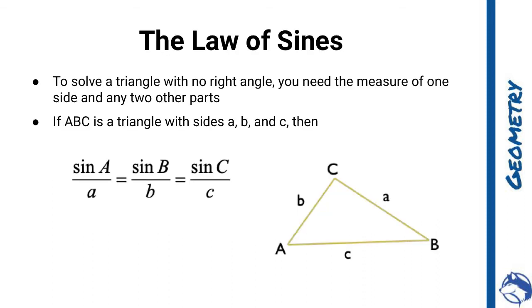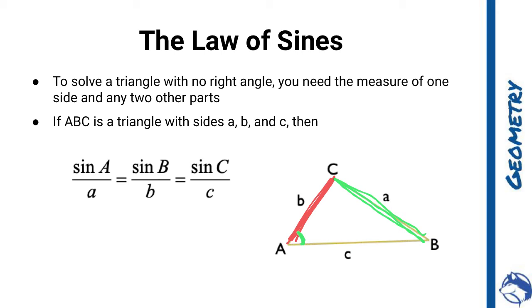So law of sines. To solve a triangle with no right angle, you need the measure of one side and any two other parts. So basically what that means is if I had this side right here, say I knew side B, as long as I had two other parts of this triangle, I would be able to figure it out. So I could have maybe angle A, say I had that, and then let's say I had side A. I would be able to find out the rest about this triangle based on this right here.